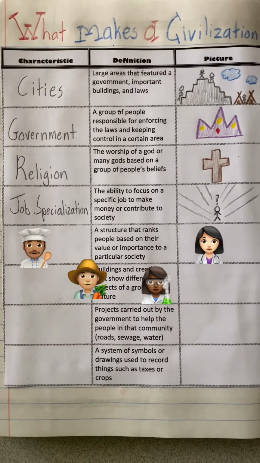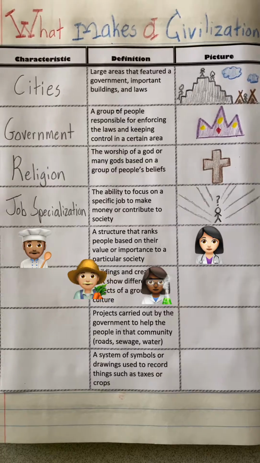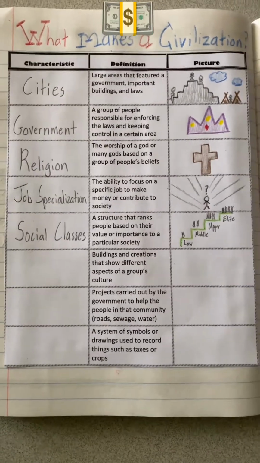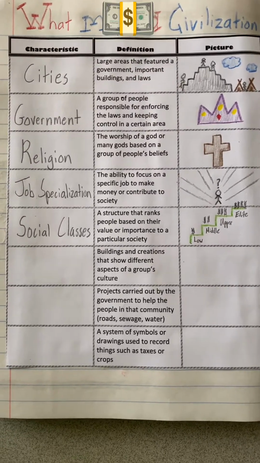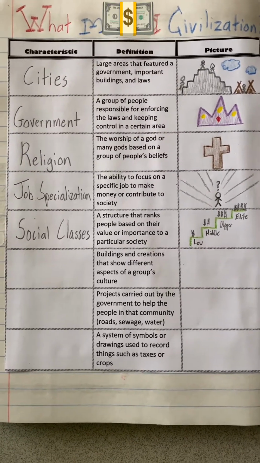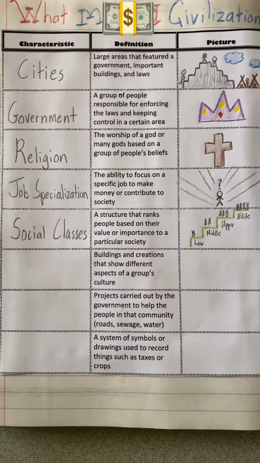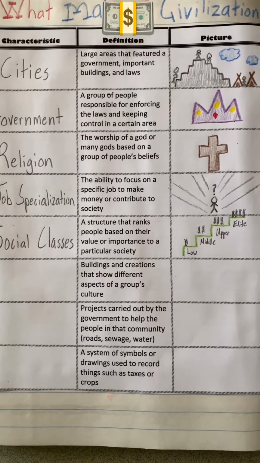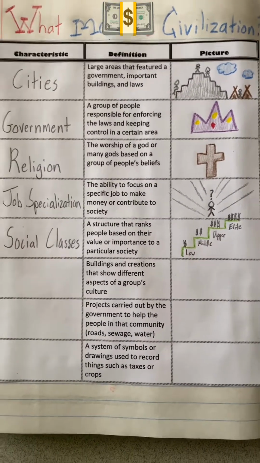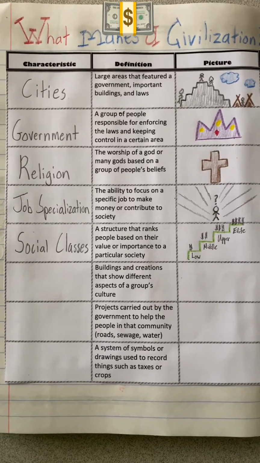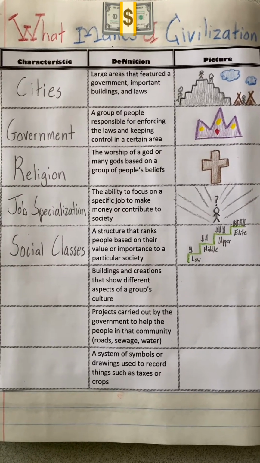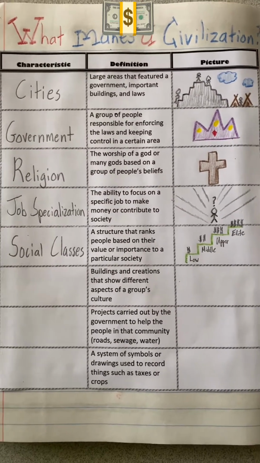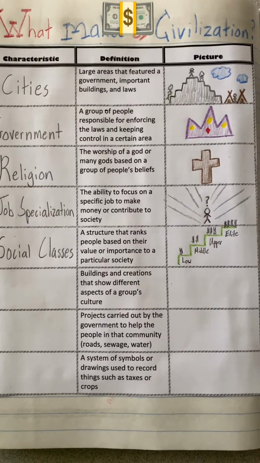The next one, a structure that ranks people based on their value or importance to a particular society. Social classes. Social classes are an idea or a structure that really ranks people based upon their value or importance. So for example, I drew a picture of stair steps. And you'll notice that there's a low, a middle, an upper, and an elite with an amount of dollar signs above each of them. This represents that you and I and your parents and people all around the United States fall into one of these categories based upon the amount of money that they make. Now, whether fair or not fair, that's a whole other discussion.